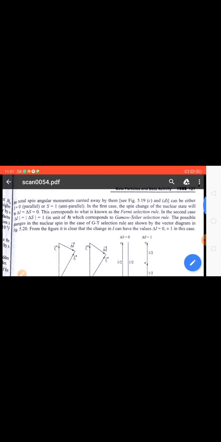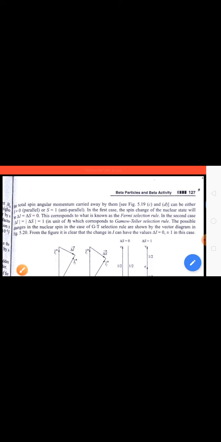So another one is the Gamow-Teller selection rule, where the spins of the neutrino and electron are parallel in nature. So as you know, this is parallel, and del I, del S equals 1. And B, I will discuss. The possible changes in the nuclear spin in the case of Gamow-Teller selection rules are shown by the vector diagram in the figure. From the figure, it is clear that the change in I can have the values del I equals 0, plus or minus 1.